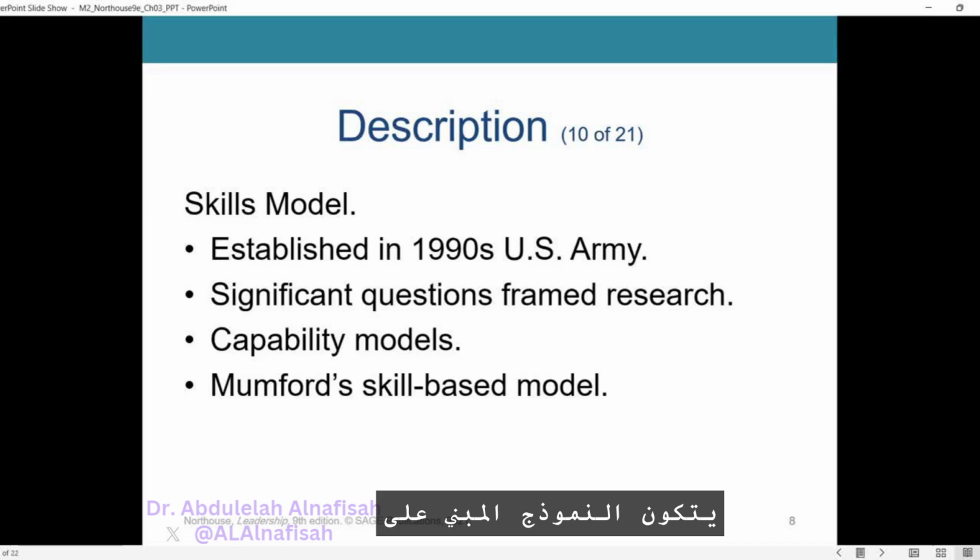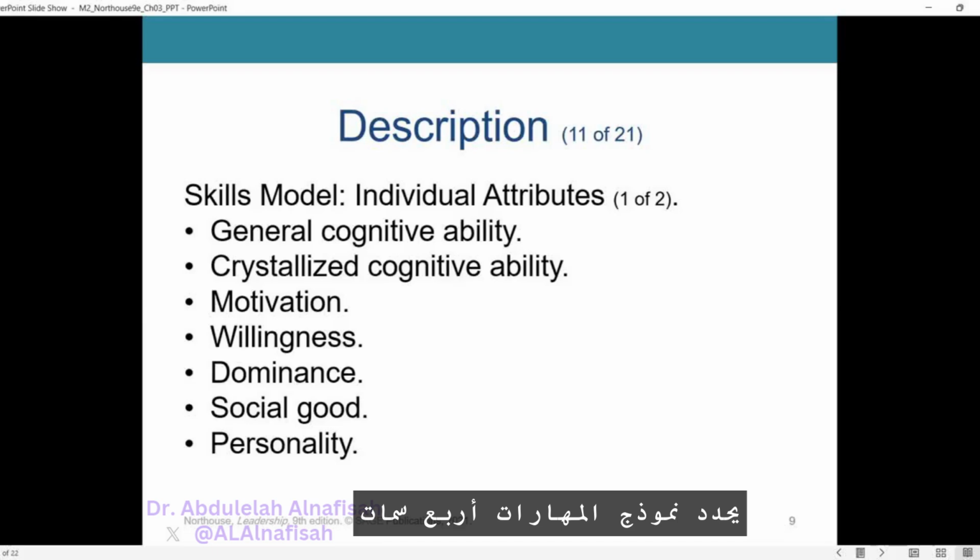The skill-based model consists of 5 components: competencies, individual attributes, career experiences, environmental influences, and leadership outcomes, performance and problem solving. This approach focuses on the capabilities necessary for effective leadership rather than merely on behavioral patterns. The skills model identifies 4 key individual attributes that influence leadership skills: general cognitive ability, crystallized cognitive ability, motivation, and personality. These attributes support leaders in developing problem-solving skills as they advance in an organization.